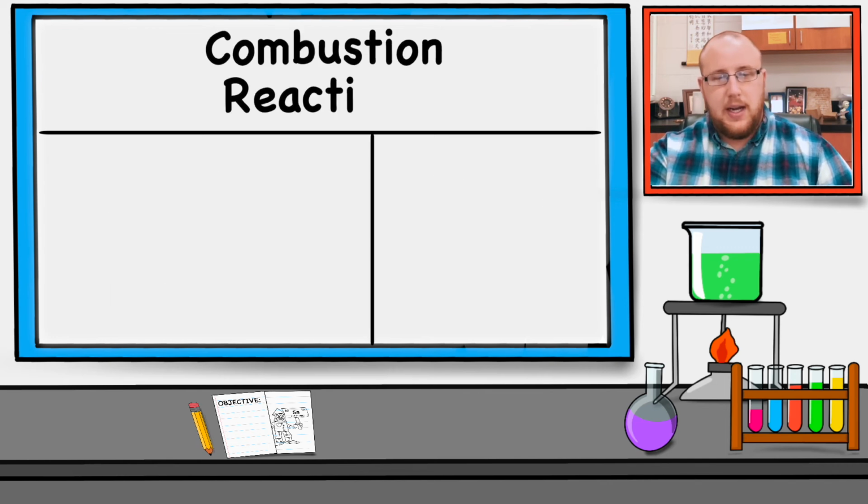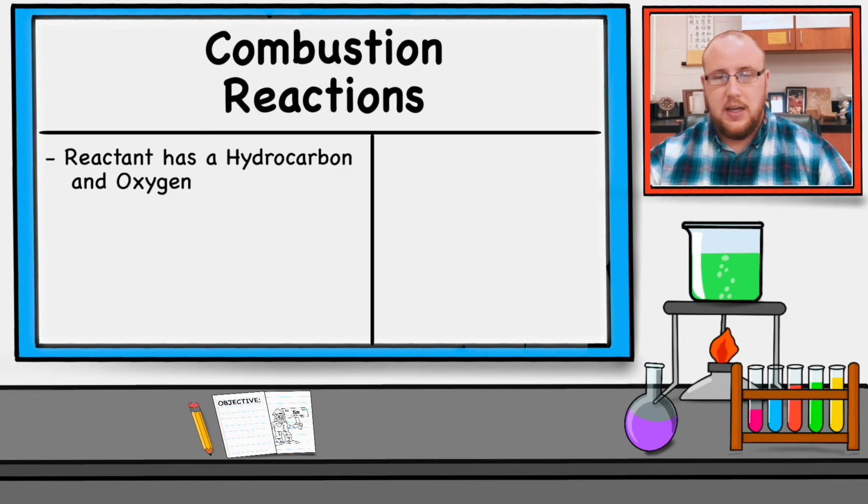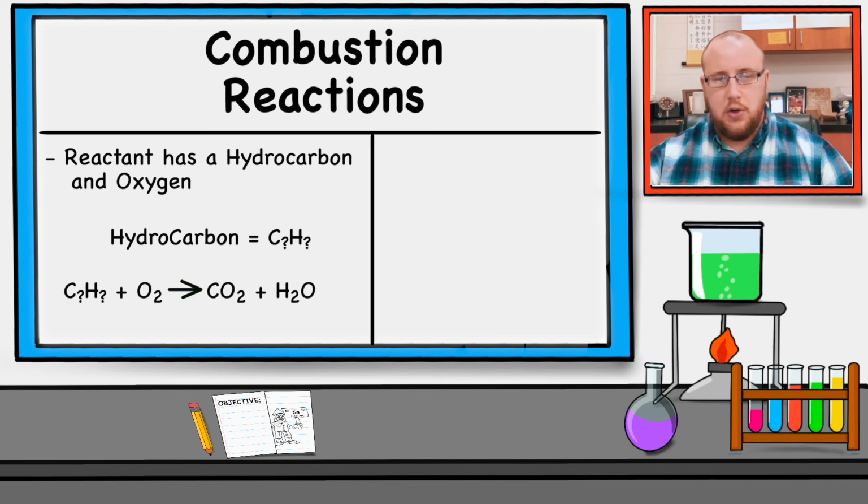Our final type of reaction is combustion. How we determine if something's going to go through a combustion reaction or not is that we see in the reactant side there is a hydrocarbon and oxygen present. So there's a hydrocarbon, which is just a combination of carbon and hydrogen together, and oxygen. The really cool thing about combustion reactions is their products are always CO2 and water, carbon dioxide and water. So whatever hydrocarbon you have plus oxygen is always going to yield CO2 and water.